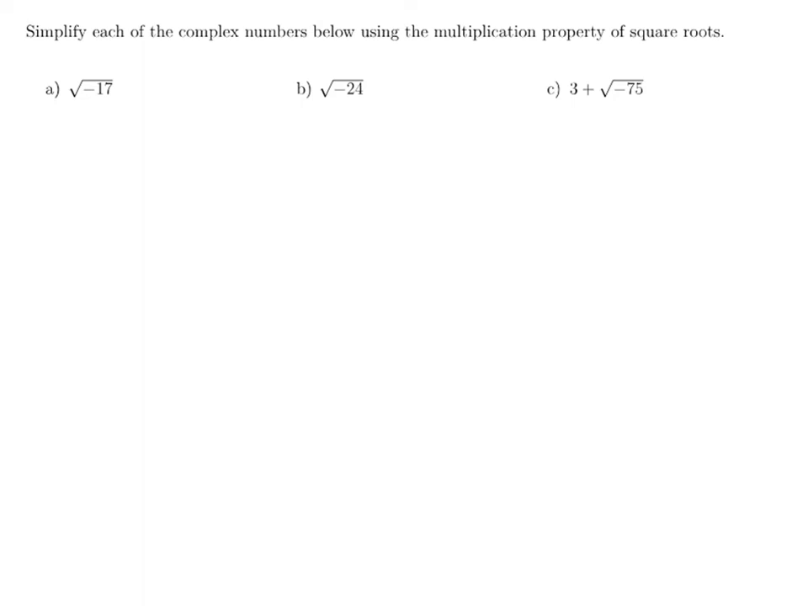In this video, we're going to simplify complex numbers using the multiplication property of square roots. In doing so, we'll make sure that we write each complex number using i. So, the square root of negative 17 is the first number that we look at.